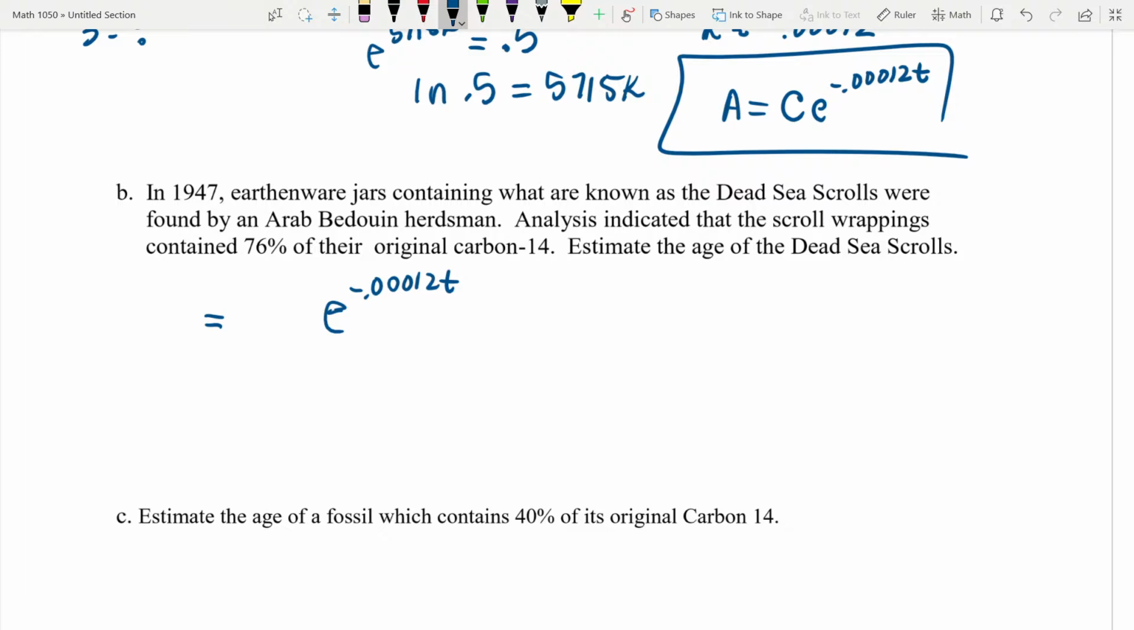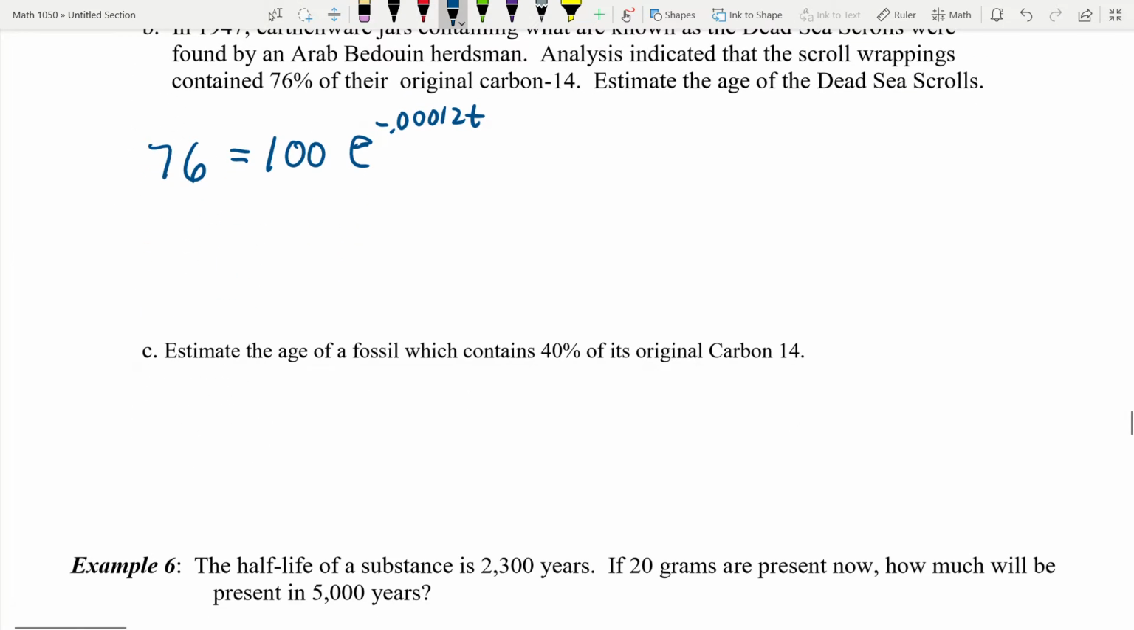Now I have to have a starting point and I have to have a new amount. Somebody talk to me. What do they tell me? They still don't tell me. What's the easiest number to choose? 100. If I put 100 right here, somebody tell me what I'm going to put on the other side. 76. Yeah, 76% of 100 is 76. That's why we choose 100, because it's so easy. What do we do? Divide, right? So you have e to the negative 0.00012 t is equal to 0.76.